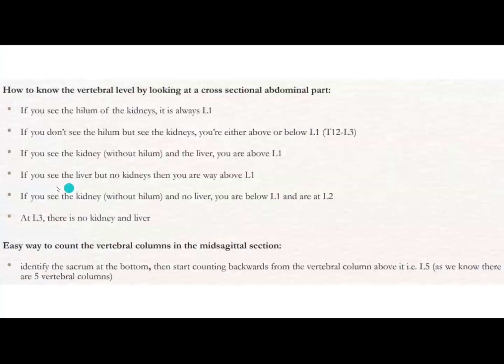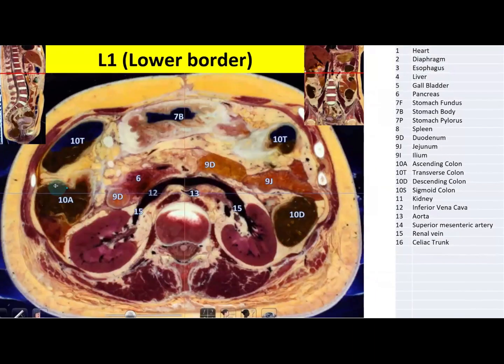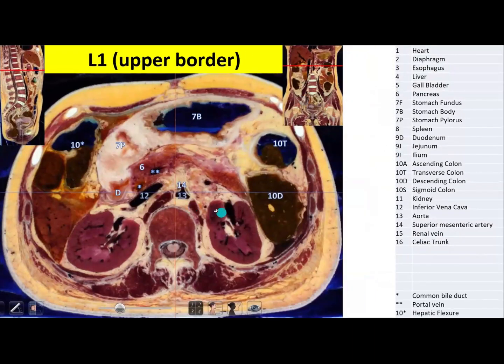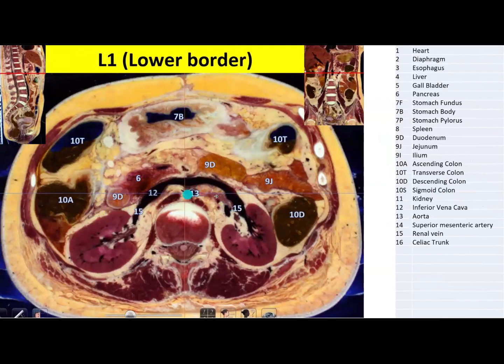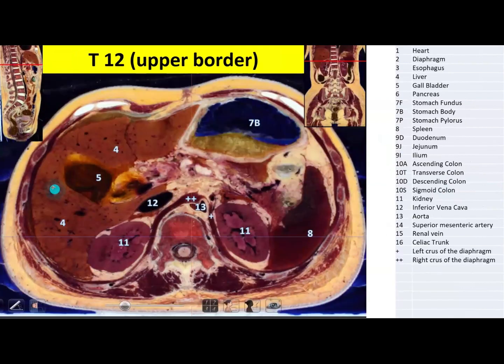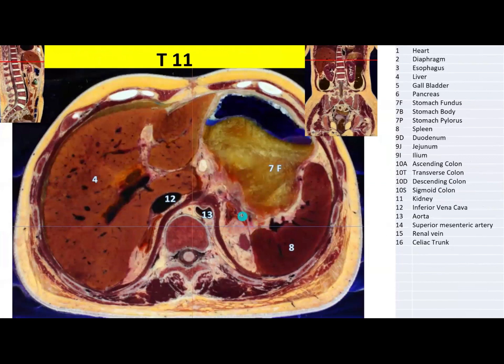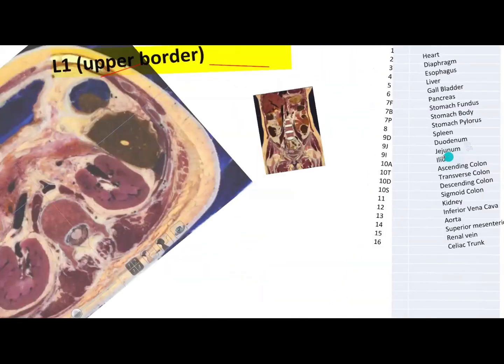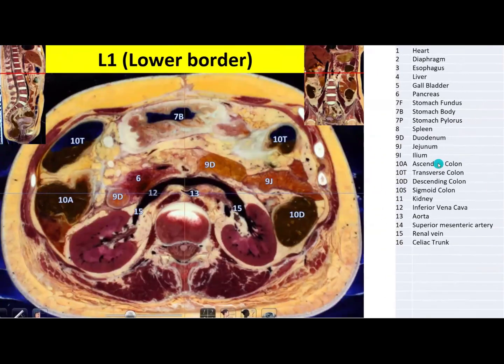Hilum. Okay, so if we go back really quick, if we look at L1, I told you, the second you see the hilum of the kidney, you are in L1. Okay, in the upper border of L1. And don't think they're going to ask upper and lower border, just say L1. Hilum of kidney, L1 upper. The veins, L1 lower. If we go to T11, T11 does not have kidneys. Kidneys will appear at T12 until L2, and then they will disappear. And the hilum of the kidney will appear at L1 and the veins at the L1 lower border.